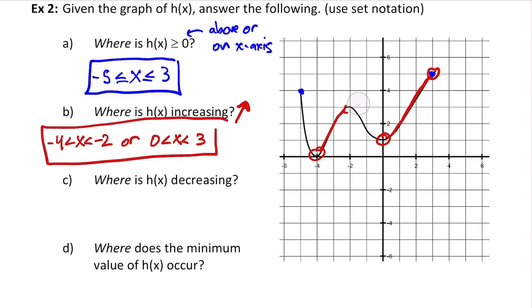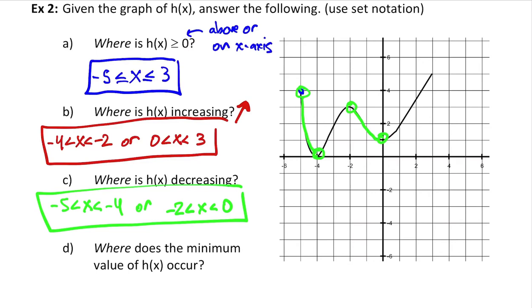Okay, all right, let me erase that. Where is h of x decreasing? So decreasing means going downhill. Downhill to here, downhill to there, and then we stop. All right, so I'll pick up a different color. Open circle going downhill. That's neither. Open circle, we go downhill, and that's neither. So how do I write those two intervals? It looks like -5 is less than x is less than -4, or -2 is less than x is less than 0.